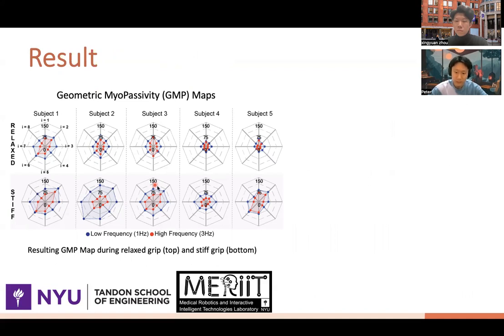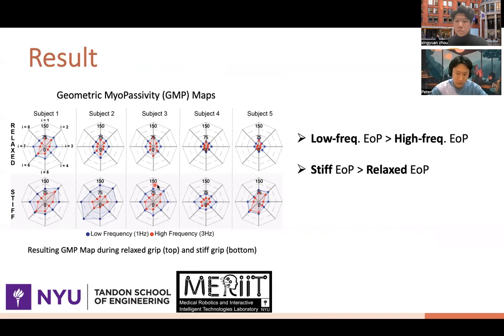The low-frequency maps are shown in blue and the high-frequency maps are shown in red. We generate the map for the relaxed and the stiff muscle co-contraction conditions. As can be seen, the low-frequency EOP values are higher than the high-frequency EOP values. This trend is observed for both the stiff and the relaxed muscle co-contraction conditions. Also, the EOP values of the stiff muscle co-contraction condition are larger than the EOP values of the relaxed muscle co-contraction condition. These trends are observed in all directions.